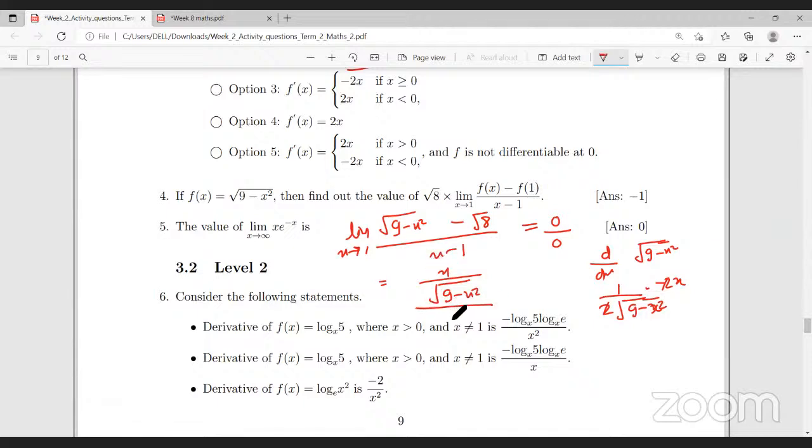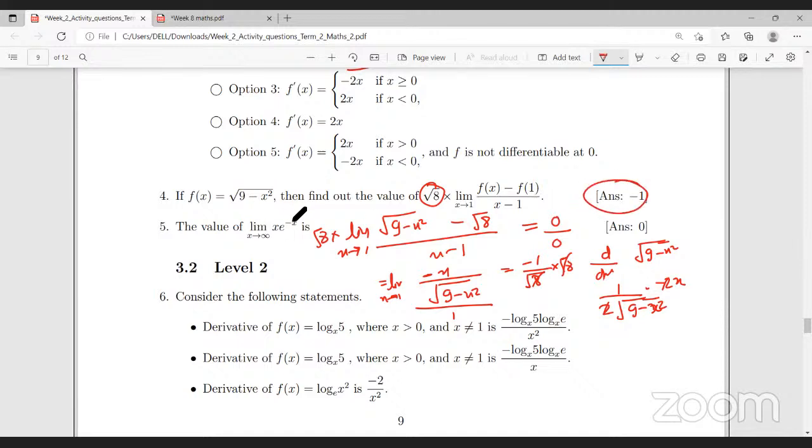Now apply the limit. It will be minus x by root 9 minus x square, because we have minus 2x by 2. So if I apply x tends to 1, it will be minus 1 under root of 8. The root 8 outside the limit, we have to multiply by root 8, right? Root 8 will be cancelled. So the answer is minus 1 here.